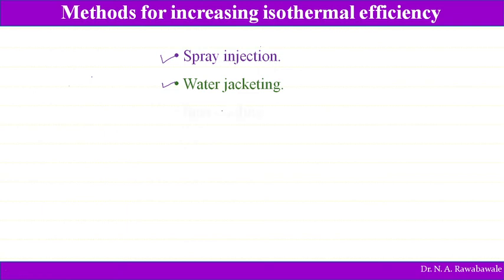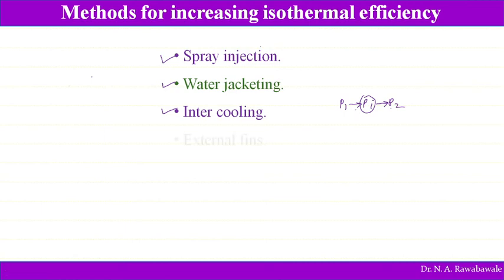And the third one is intercooling. So what is intercooling? Air is not compressed directly from pressure P1 to P2. It is compressed to some intermediate pressure. So it is compressed from P1 to Pi, and then it is cooled in an intercooler, and again it is compressed from Pi to P2. So this is the process of intercooling, which reduces the temperature of air in between and reduces the work done.